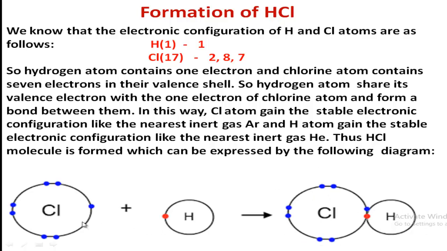My dear students, here you have seen that only the valence shell is drawn. When you draw the diagram of a covalent bond, you can draw just the valence shell, or you can draw all shells, but you can draw the valence shell only. So in this way a hydrogen chloride molecule is formed.